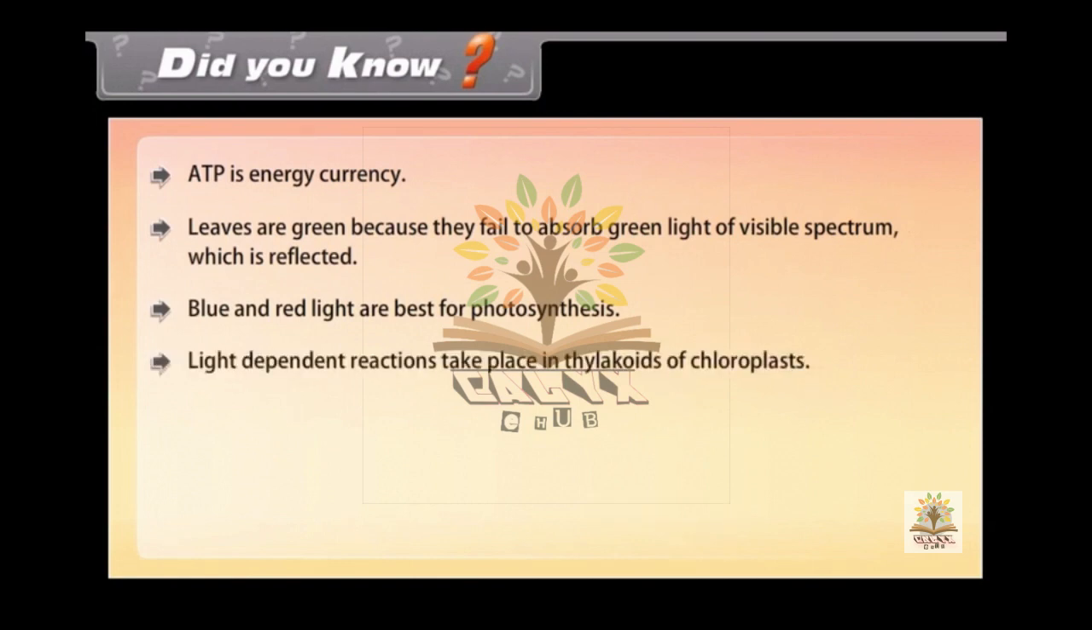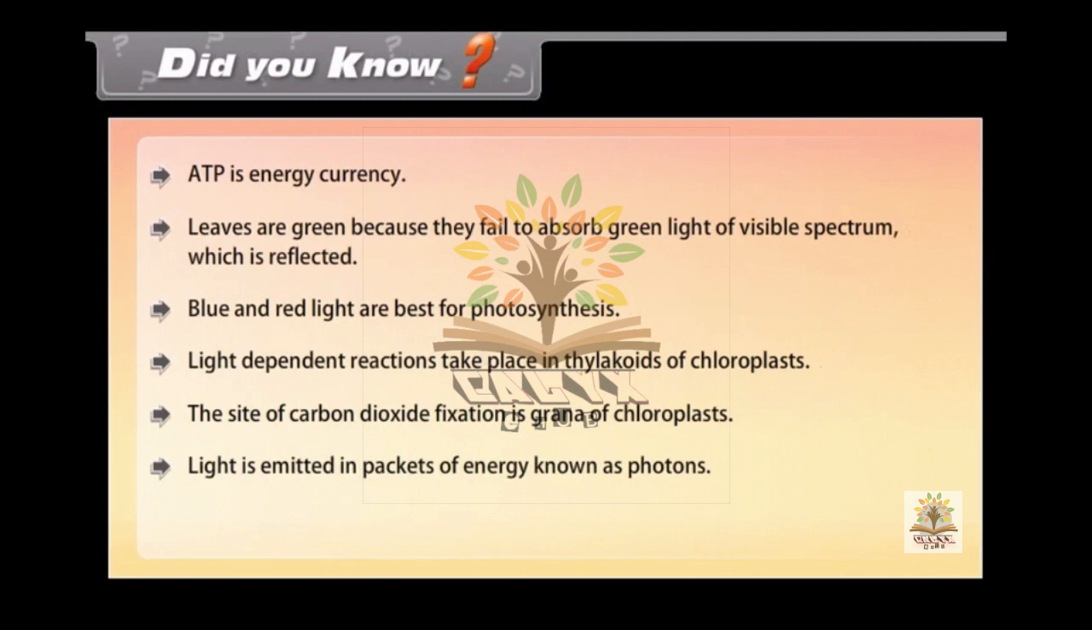Light-dependent reactions take place in thylakoids of chloroplasts. The site of carbon dioxide fixation is the stroma of chloroplasts. Light is emitted in packets of energy known as photons. The splitting of water is known as photolysis.